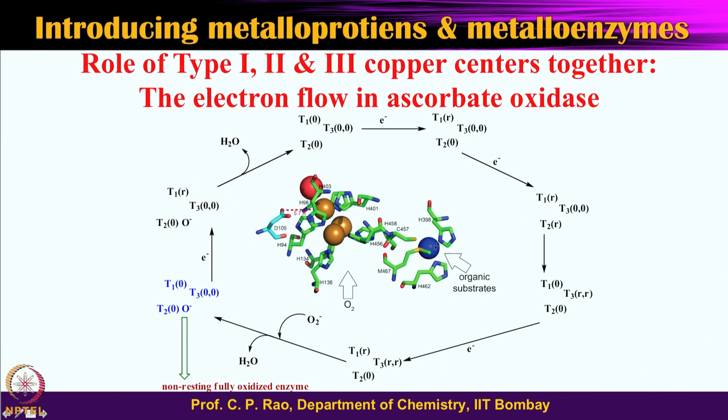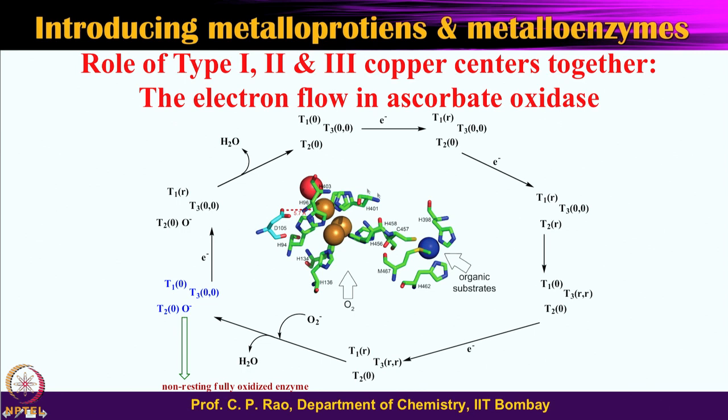So, this will do a part of the electron transfer, this will try to hold and activate the oxygen, and in between you will have a substrate, and the substrate will get oxidized, and that is how the whole reaction will go. Now, let us look at the sequence of the electron transfers in this.